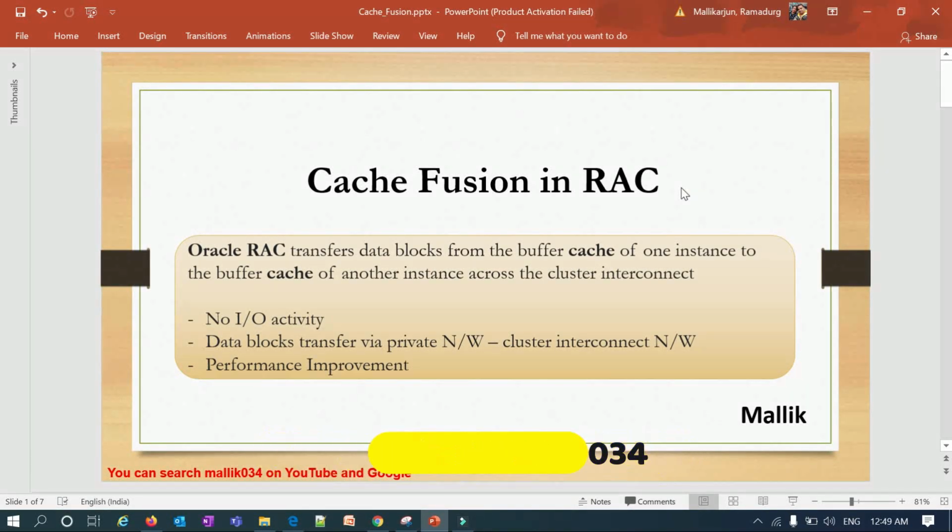This is Malik Arjun. In today's session, we are going to take a deep dive into cache fusion: how this cache fusion mechanism works internally, how the data blocks are transferred between the cluster nodes, and how the dirty blocks or past images of a particular instance can be transferred to the other instance when there is a request, and via which network this data transfer happens, whether it's the private network, the cluster interconnect, or the public network.